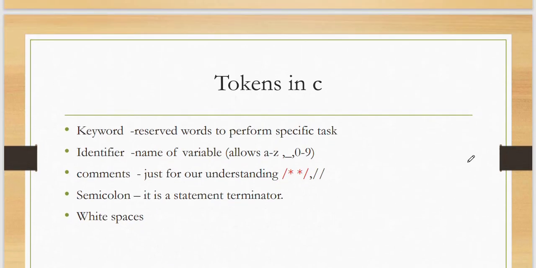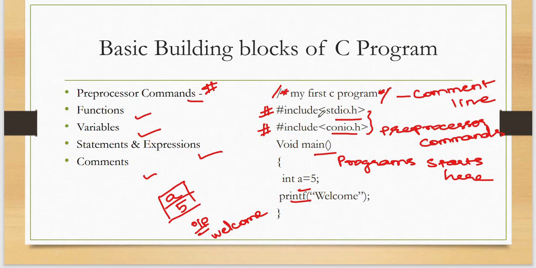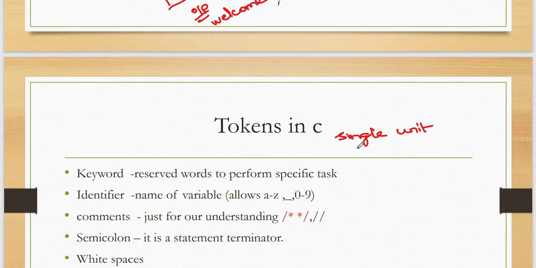And the next concept is tokens. So what is a token in C? Tokens means a single unit. A single unit in a program is called a token. Whatever we are giving, for example, in this program you are giving #include <stdio.h>, void main, then open parenthesis, int a equal to, so everything is called a token.